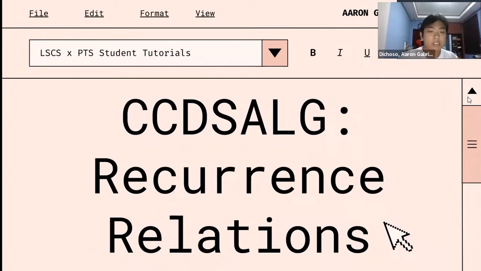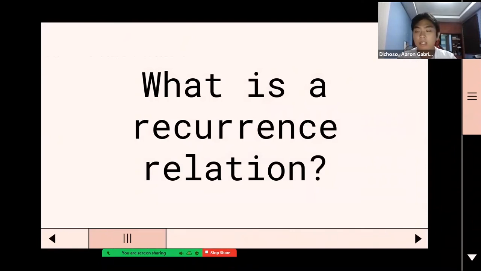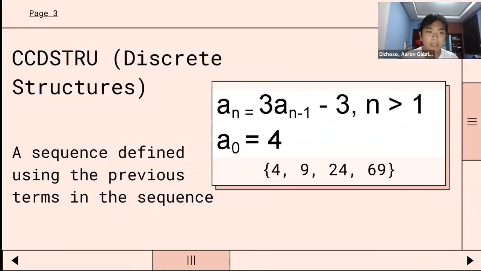So before we could understand what recurrence relations in data structures and algorithms are, we first have to examine our previous lectures in previous courses. If you still remember, in CCDS2 or discrete structures, we learned about recurrence relations through summations and sequences, right? It says here that a sequence is defined using the previous term in the sequence.